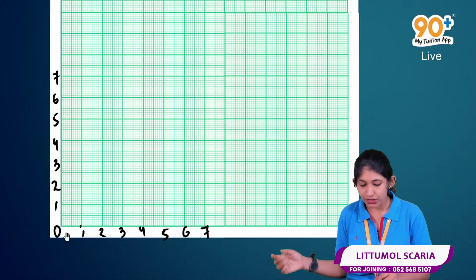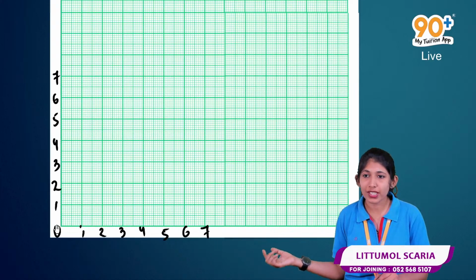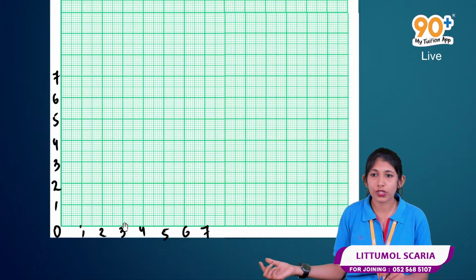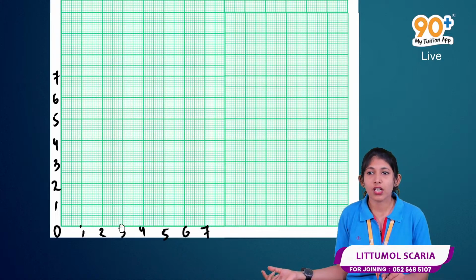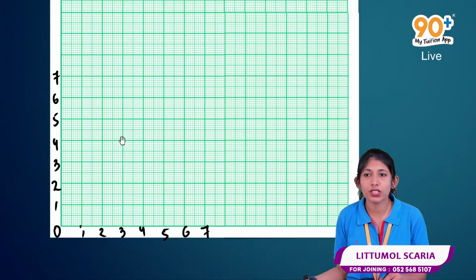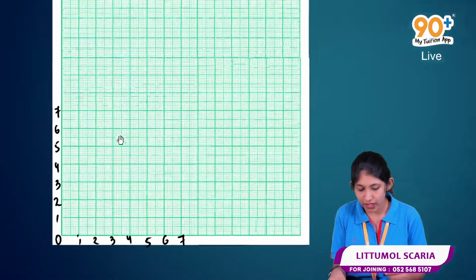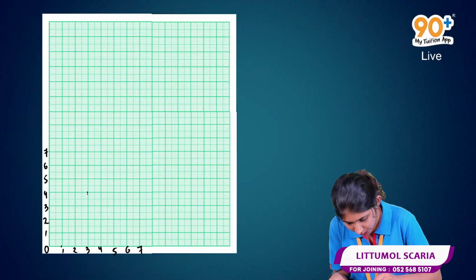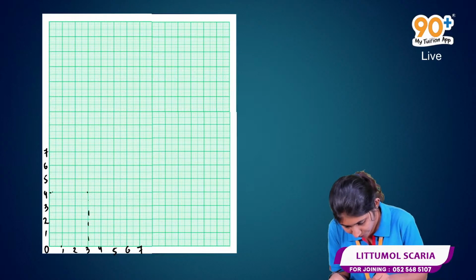Okay, yes. So 3, 4 means from the origin, start walking on the x-axis 3 units. 1, 2, 3. So where will you reach? Here. Now 4 means 1, 2, 3, 4 in the vertical direction. So here is your first point, ordered pair 3, 4. This is your point, ordered pair 3, 4.